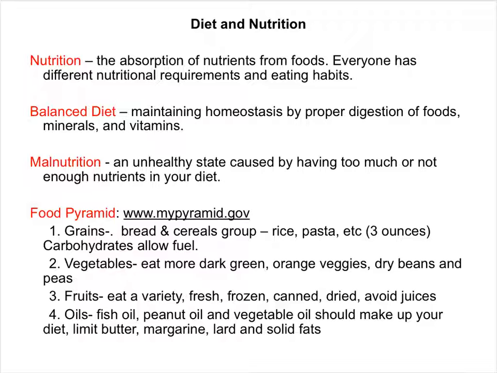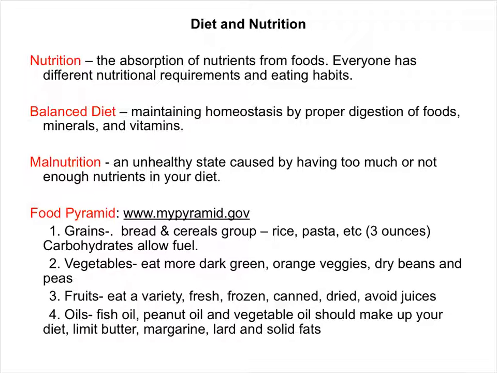The food pyramid is on www.mypyramid.gov. It includes 1, the grains, that's breads and cereal group, rice, pasta, etc. Carbohydrates allow fuel. Usually the recommended allowance is about 3 ounces. Vegetables, they suggest eat more dark green, orange veggies, dried beans, and peas. Number 3 is fruit. Eat a variety of fresh fruit, canned, frozen, dried. However, avoid juices. Don't drink your calories.